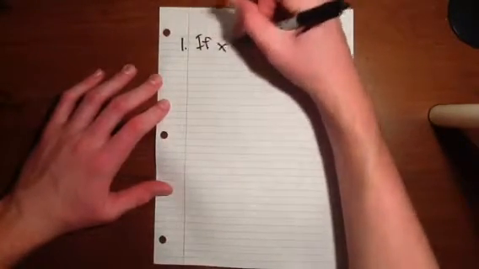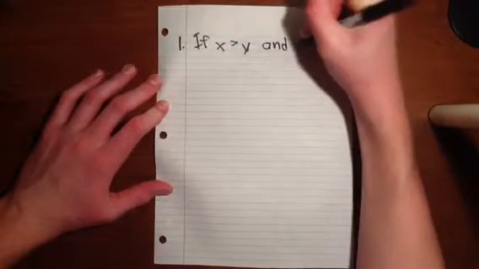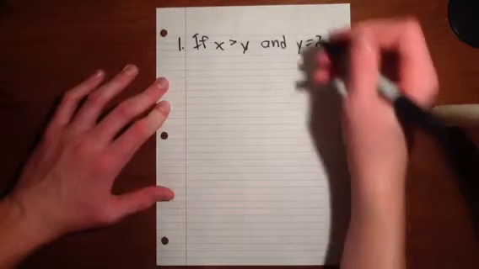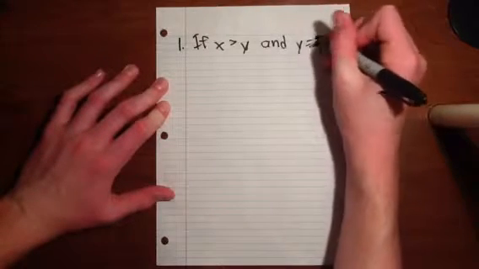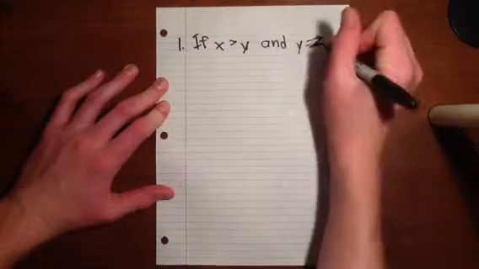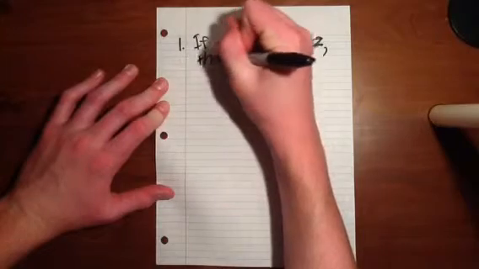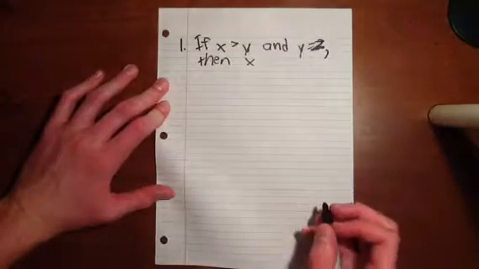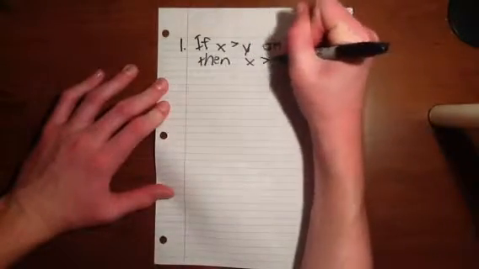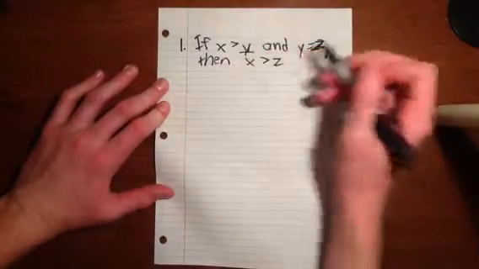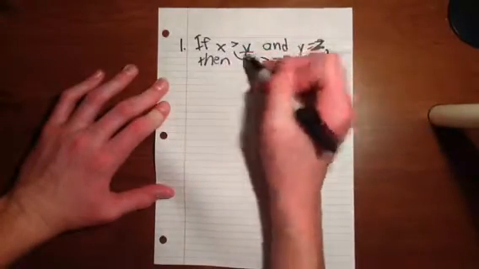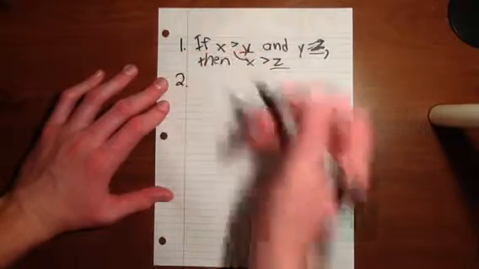So it says, if x is greater than y and y equals, oops, that's not a 2, that's a z. So if x is greater than y and y equals z, and the answer is, then x would be greater than z, because y equals z and x is greater than y, which means x is also greater than z. So they both correspond. Number 2.